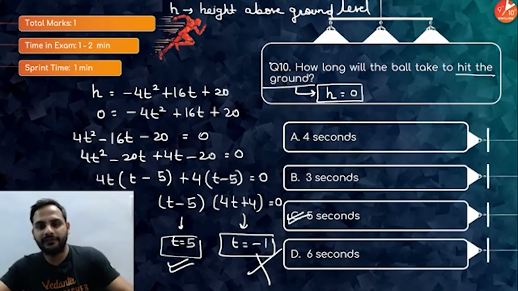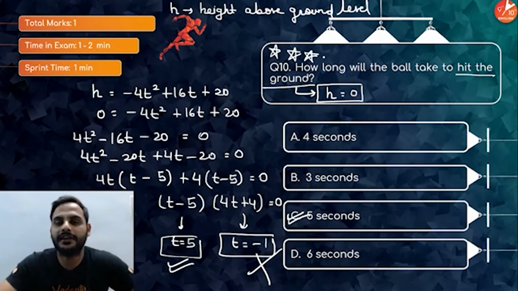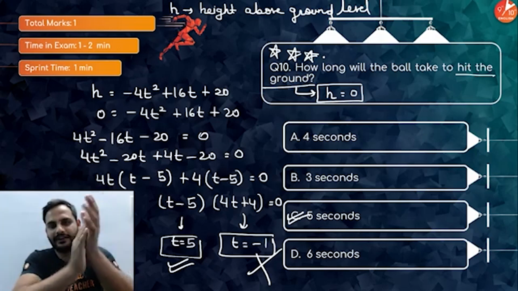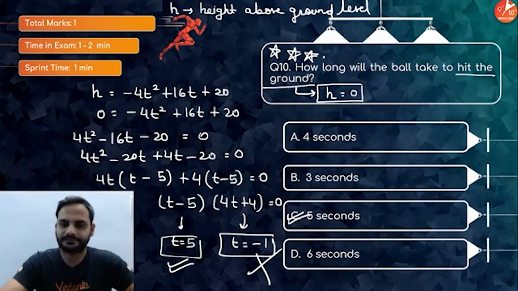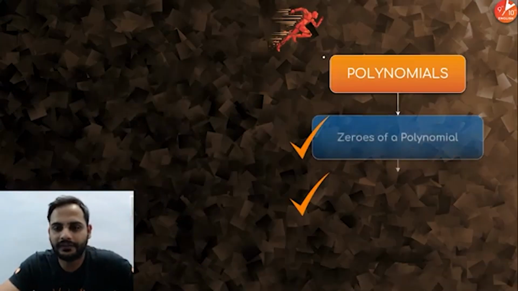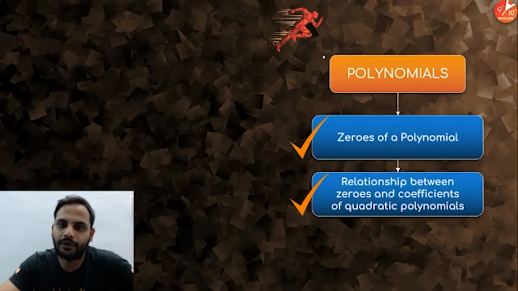So this is also a very good question because you need to understand what this case study is asking you. So if you are able to solve this question, very nice, amazing work. Okay, option C will be your correct answer. So guys, we have done the topic polynomials.